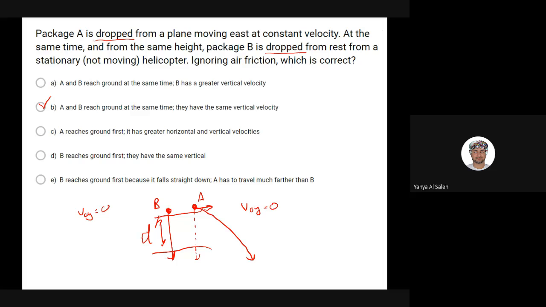So the opposite of dropping something is to throw something. Now that would be different. If one of them said dropped and the other one said throw, now that would be very different because then the V naught would be different. With dropped, V naught y would be 0, but V naught y with throw would actually be a number. It would not be 0. So your colleague was asking, this says dropped from rest.